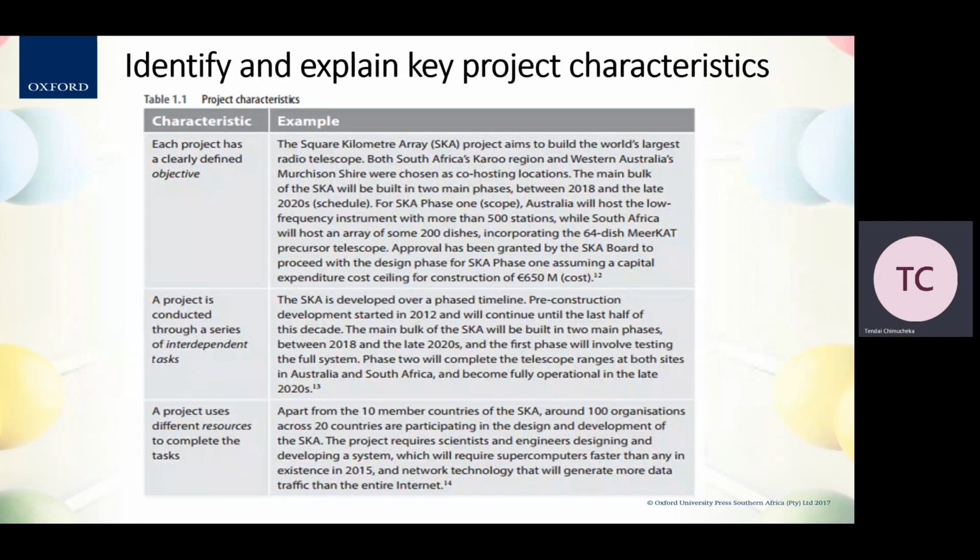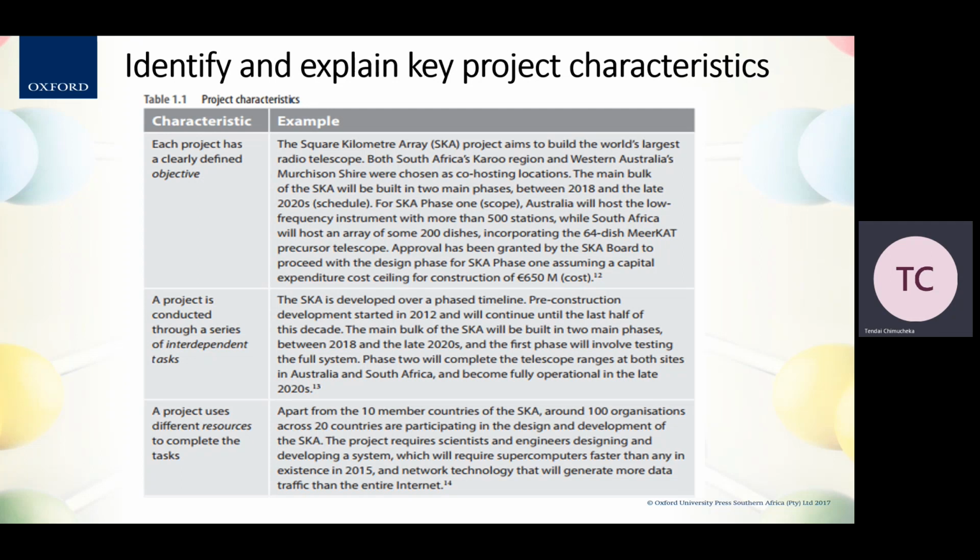Key project characteristics. Every project has a key characteristic. A project is also conducted through a series of interdependent tasks, tasks that depend on each other. So it may have stages where step A should be completed first before step B, or phase A ought to be completed first before phase B. And phase C actually depends on the completion of phase A and phase B. So a project is conducted through a series of interdependent tasks.